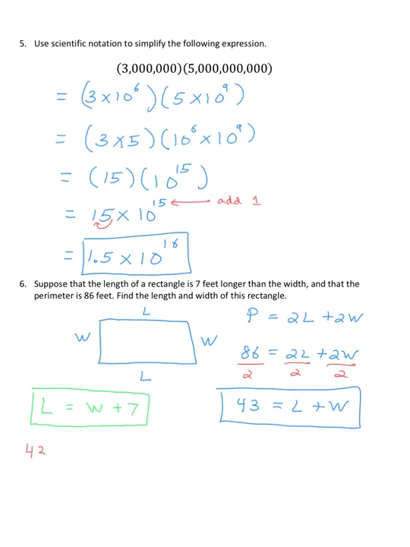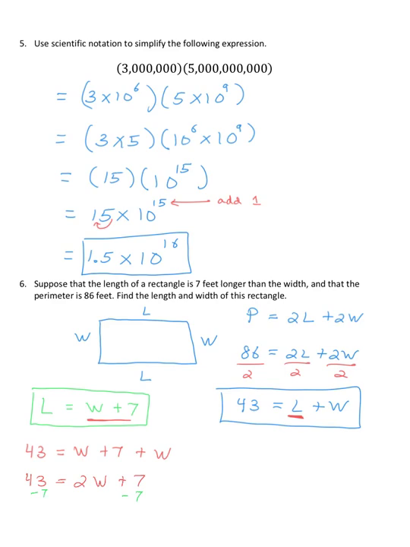So we have 43 is equal to, I have L, which I know is actually equal to this, so I'm going to put it here. This is what it looks like to combine my two equations into one. It will allow me to solve for W because I have 43 is equal to, well, there's two W's and then plus 7. I'm going to subtract 7 from both sides.